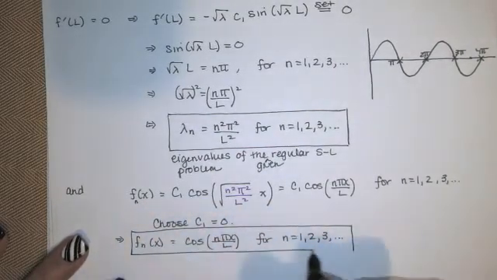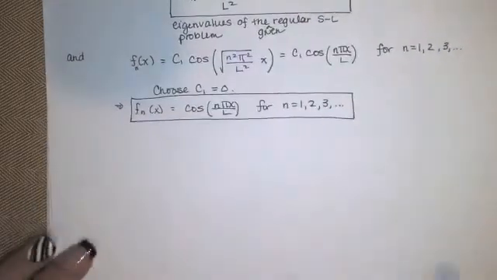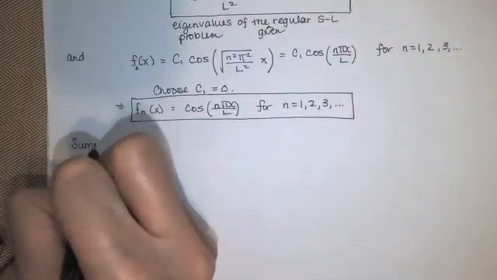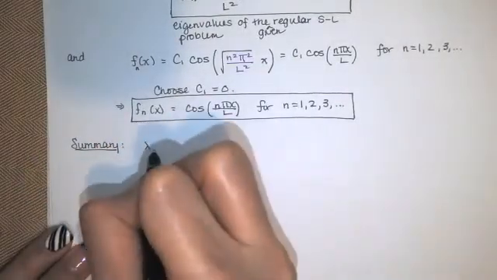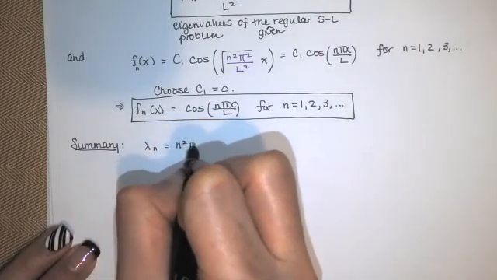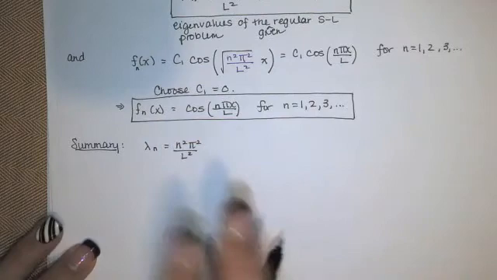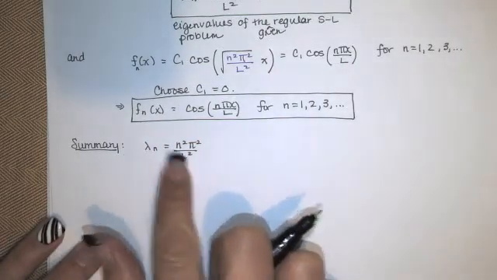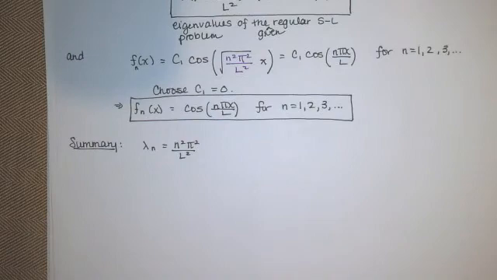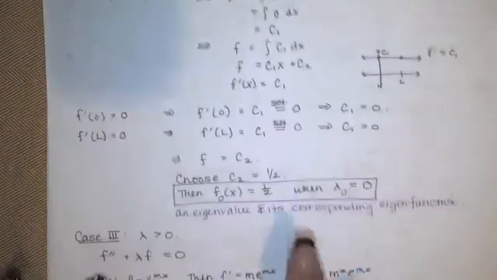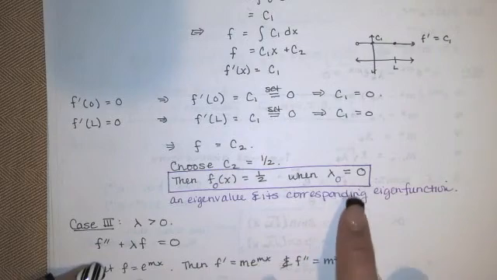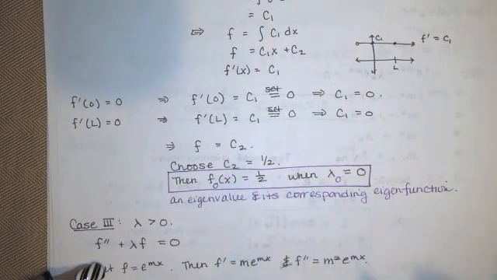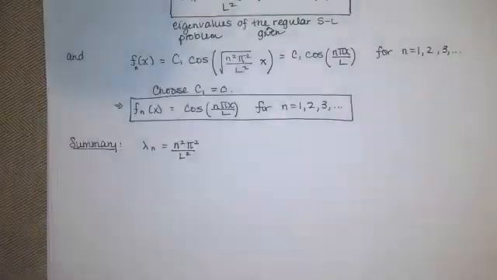Okay, so a summary of the answer to this problem is we have lambda sub n is equal to n squared pi squared over L squared. Now, when n is equal to 0, we'd have lambda sub 0 equals 0. And remember, when we looked at case 2, where lambda was equal to 0, we did have lambda equal to 0 as an eigenvalue. And we said in that case, the eigenfunction should just be a constant, and we chose the constant to be 1/2.